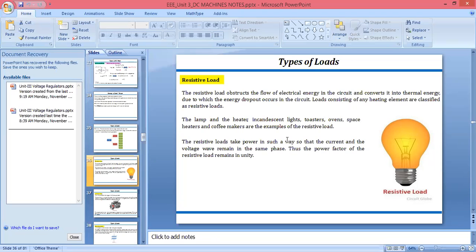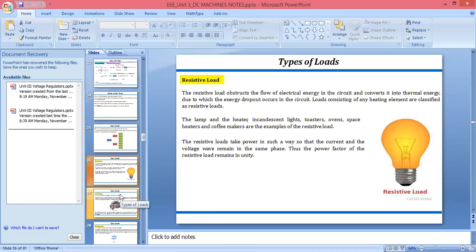So by using the resistive load, we get current and voltage in the same phase. Thus, if they are in the same phase, we know power is equal to V into I. If you calculate the power factor for the resistive load, it will have the value of unity, because both voltage and current are in the same phase.